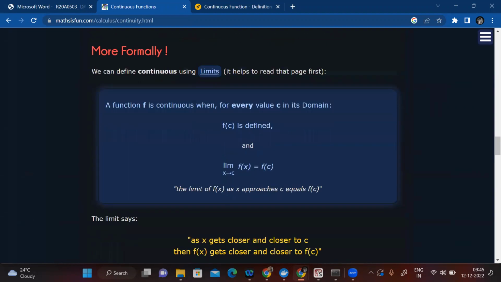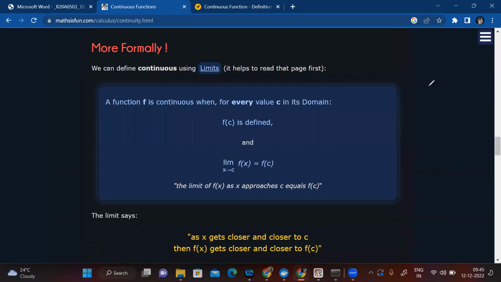So we can define continuity using the limit concept. How? I will explain this definition in my own terms. You can think of this as a number line and this is a point, let's suppose x equal to c, and there is a function called f of x. Now let's suppose we have y also. If our function is defined at this point c, that means we are putting the value of x as c in the function and we are getting some answer. Let's suppose we are getting answer a.